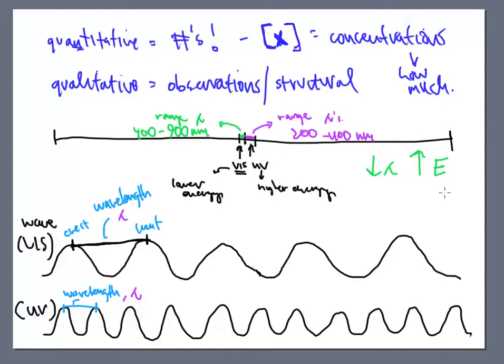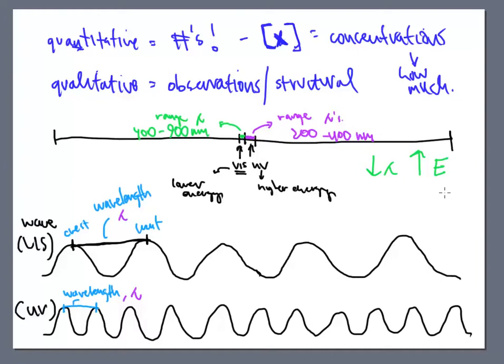So, on a test, some of the questions that you might see would be this kind of relationship. Here are four choices of wavelengths. Which one has the highest energy? Here is UV and visible. Which group has higher energy? What is the definition of wavelength?